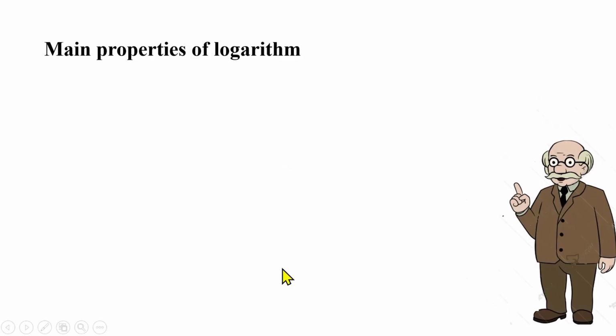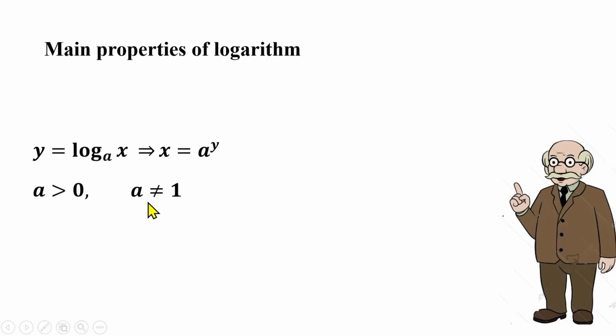First, we will repeat some properties of logarithm, which we will use today. First is just the definition of logarithm. According to the definition, the argument x equals a to the power y. Then we know that a is positive and not equal to 1, and the argument x is positive.